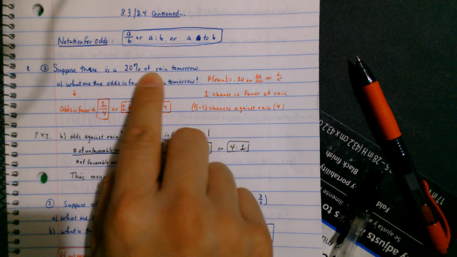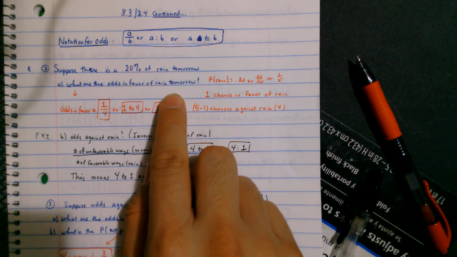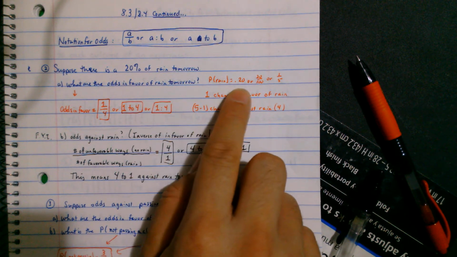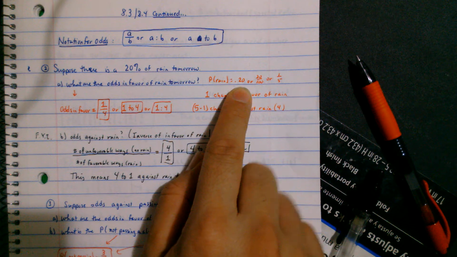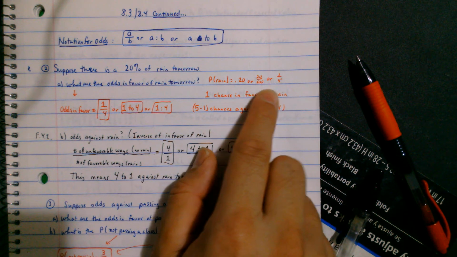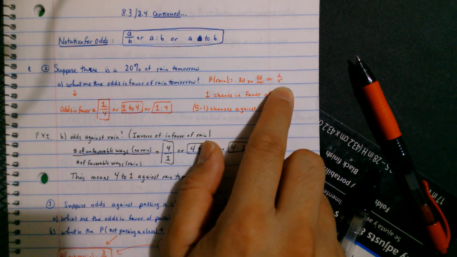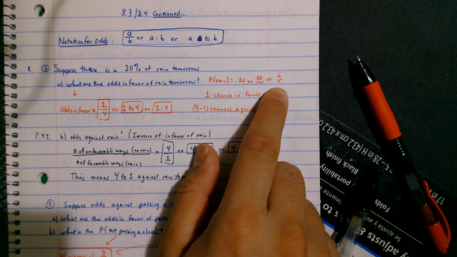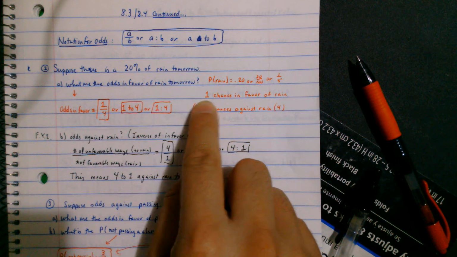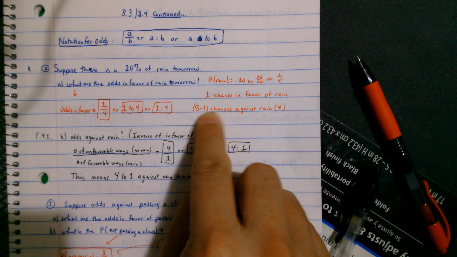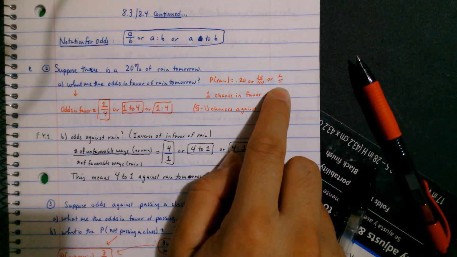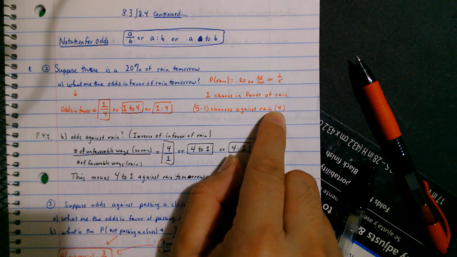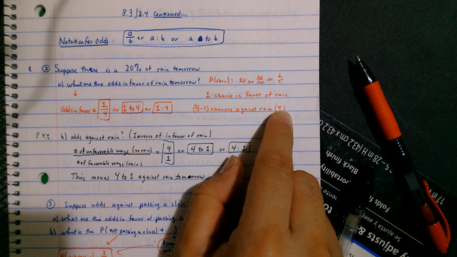So suppose there's a 20% chance of rain tomorrow. What are the odds in favor of rain? Well, 20% is essentially 20 out of 100. So that's reduced to 1 out of 5. So that means for every chance in your favor, there are 5 total chances. So 1 chance is in your favor, the rest of them are against you. So out of the 5 is all the chances, the whole sample space. So 5 minus 1 is equal to 4. This is how many chances are against you.